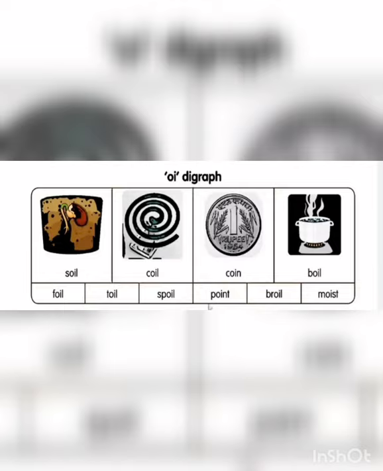So OI as in soil. OI as in coil. OI as in coin. OI as in boil. OI as in foil. OI as in toil. OI as in spoil. OI as in point. OI as in broil. OI as in moist.